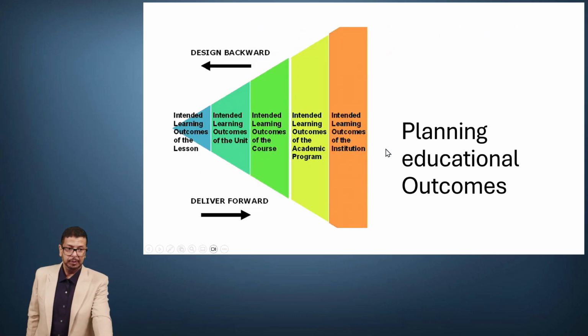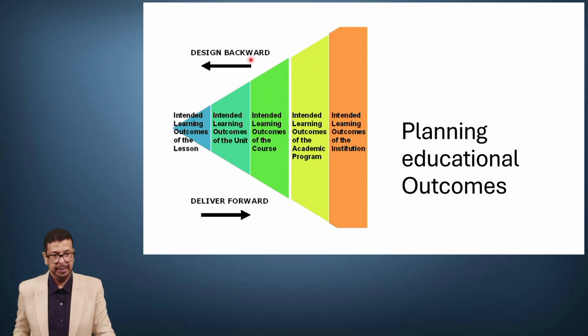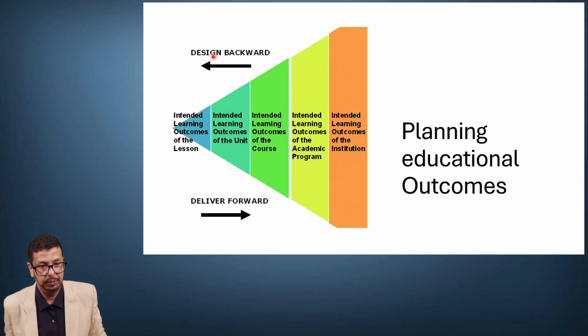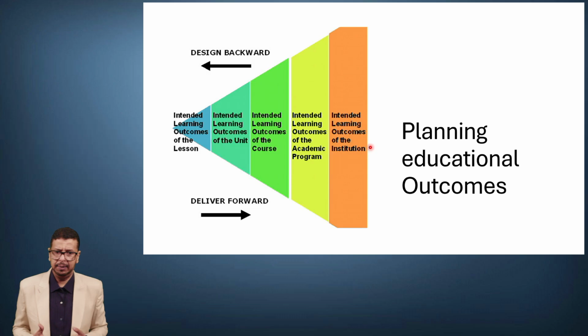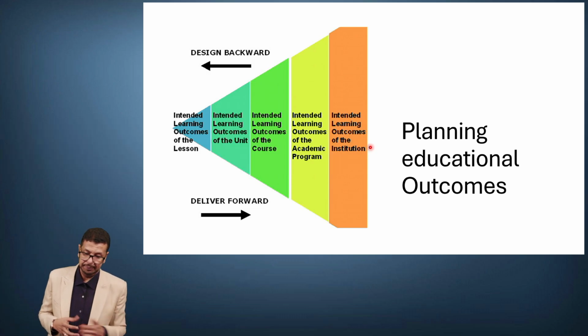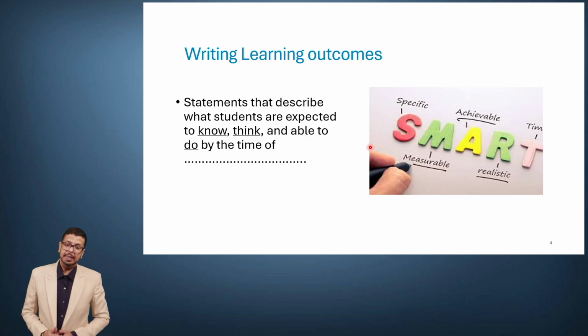It's very important to revisit this figure again. When we design outcome-based education, we should follow a backward design approach from institution level to lesson level. When we deliver the learning session, we should zoom out from the intended learning outcome at lesson level to the institutional level. So why is writing the learning outcome important? It's very important because the learning outcome is a contract between the learner and the institution, and for us as a faculty member.